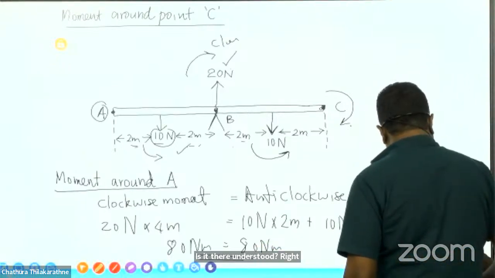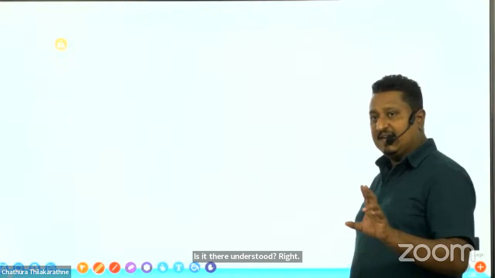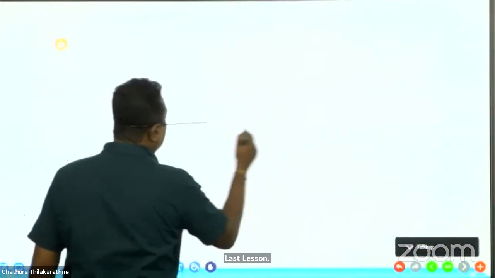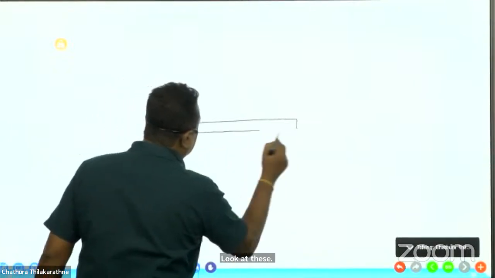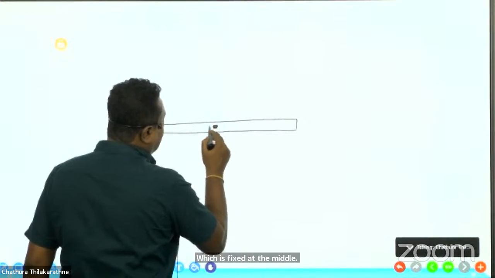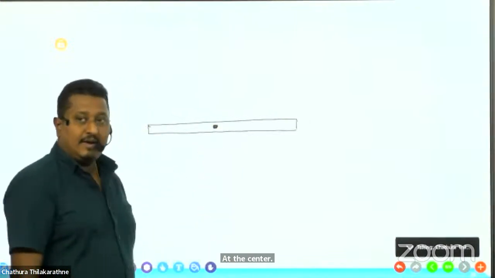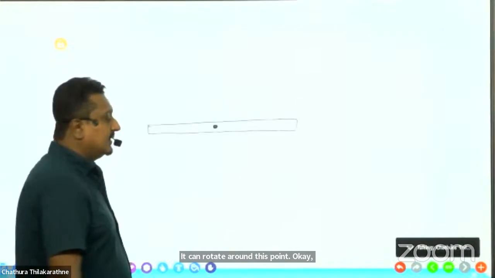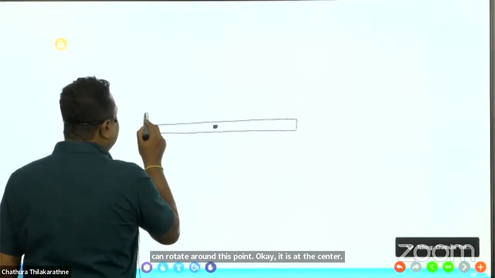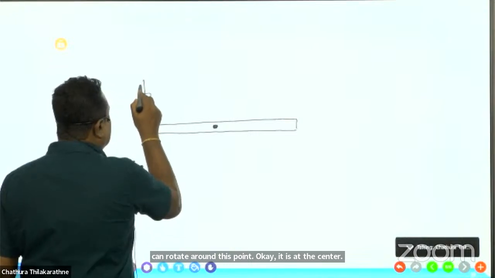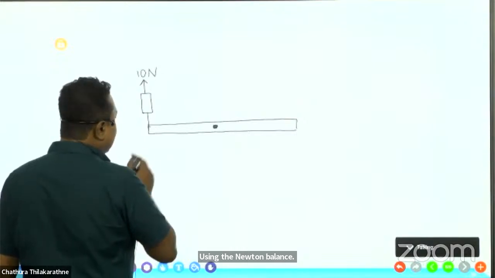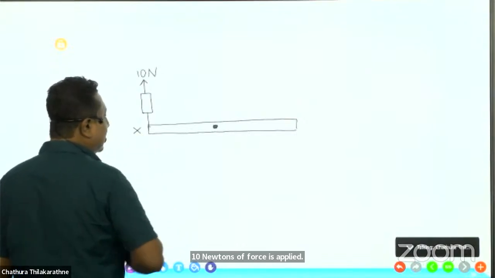Now we go for the last lesson of this unit. Last lesson. Look at this. A wooden strip, which is fixed at the middle, at the center. It can rotate around this point. Okay, it is at the center. Using the Newton balance, 10 newtons of force is applied from one end, A.